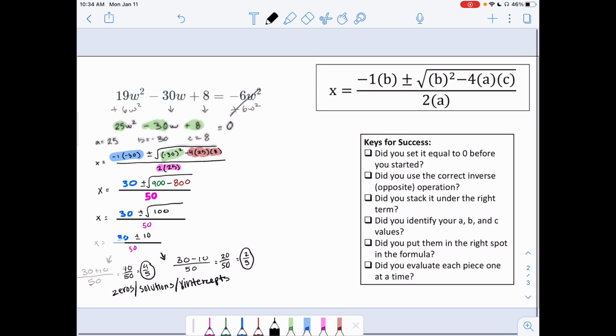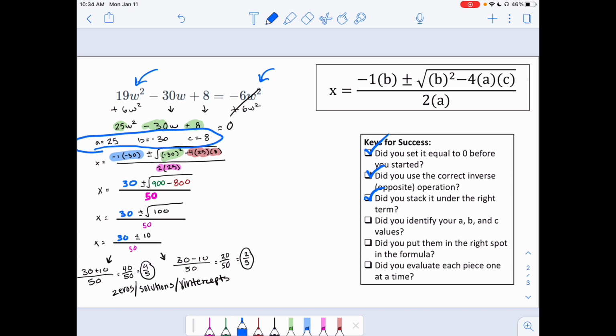To make sure you did this successfully, look at our keys for success. Did you set it equal to 0 before you started? Yes, we did. Did you use the correct inverse operation? Yes, we did. Did I stack it under the right term? Well, it was a w squared, so I stacked it under the w squared. So yes, I did. Did I identify my a, b, and c values?